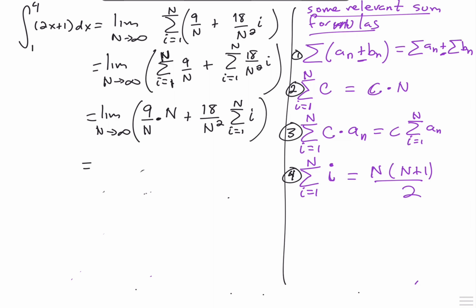Because then you have, so here we have just 9, right? Plus 18 over n squared. And then what's that sum? The sum from i equals 1 to n of i. What is that? That's the fourth rule, right? This is n times n plus 1 over 2, right? Does that make sense?